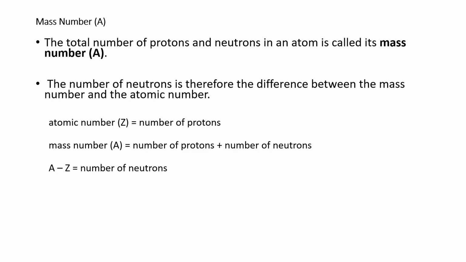The total number of protons and neutrons in an atom is called its mass number. The number of neutrons is therefore the difference between the mass number and the atomic number. So the atomic number is just the number of protons. The mass number is the number of protons plus the number of neutrons. And if we subtract A minus Z, the mass number minus the atomic number, we can calculate the number of neutrons.